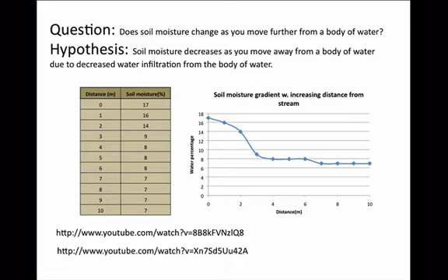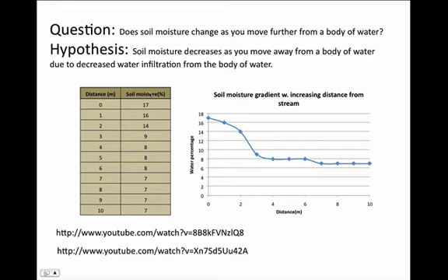So does that body of water kind of infiltrate water into the soil, and does it change the composition of that soil within a few meters of that body of water? The hypothesis is that soil moisture decreases as you move away from a body of water due to decreased water infiltration from the body of water. And again, a hypothesis, and I'm just looking at your hypothesis statements this week, but a hypothesis is a statement where it's basically a cause and effect. And I believe this is a pretty well worded out hypothesis.